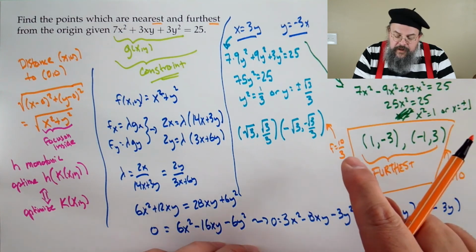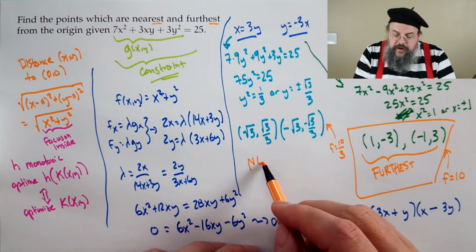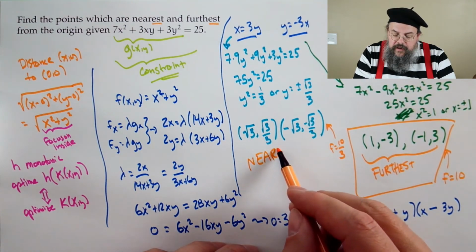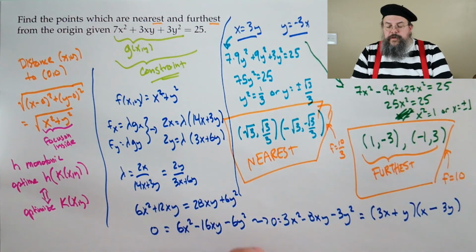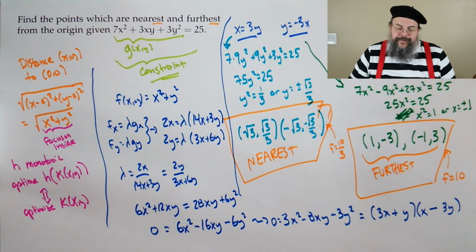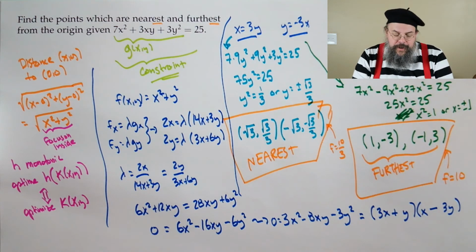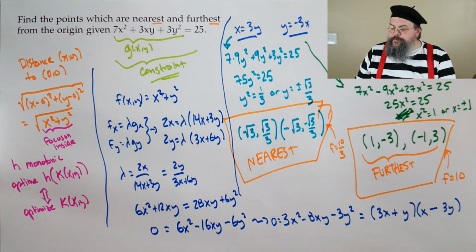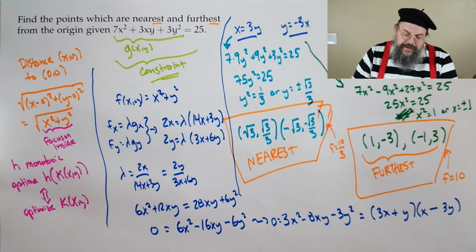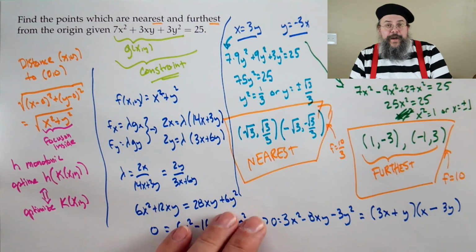And these points have a closer distance. So these are our nearest. And there we go. We're done. Wow. What a fun problem. And things worked out so nicely. Good times.